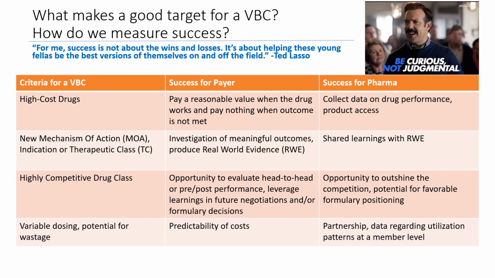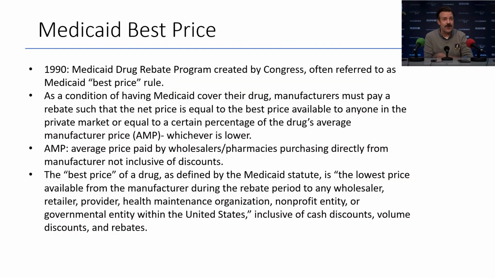Variable dosing or potential for wastage. If you have drugs, some drugs, especially rare disease drugs, they don't manufacture them in multiple vial sizes. And so if you have different patients of different weight, you'll have very high wastage in some cases. And so by doing a value-based contract, you can get predictability of costs on those types of occasions.